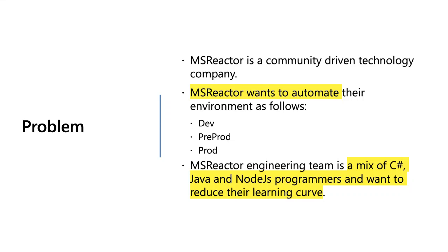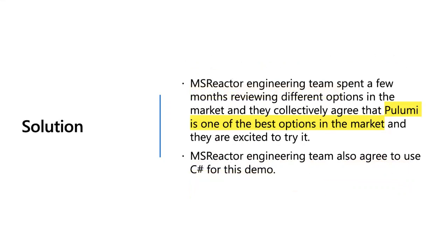In this given problem statement or scenario, the engineering team is a mix of C#, Java, and Node.js programmers, and they want to reduce their learning curve. That's one of the key problems that we want to address. So how do we solve it? This is one of the scenarios again. As a hypothetical solution, they have already spent some time reviewing all the options, and they realized Pulumi is one of the best options on the market. Naturally, because they get to use their existing C# skills as per this demo, and obviously because they are using Microsoft Azure as their cloud provider.